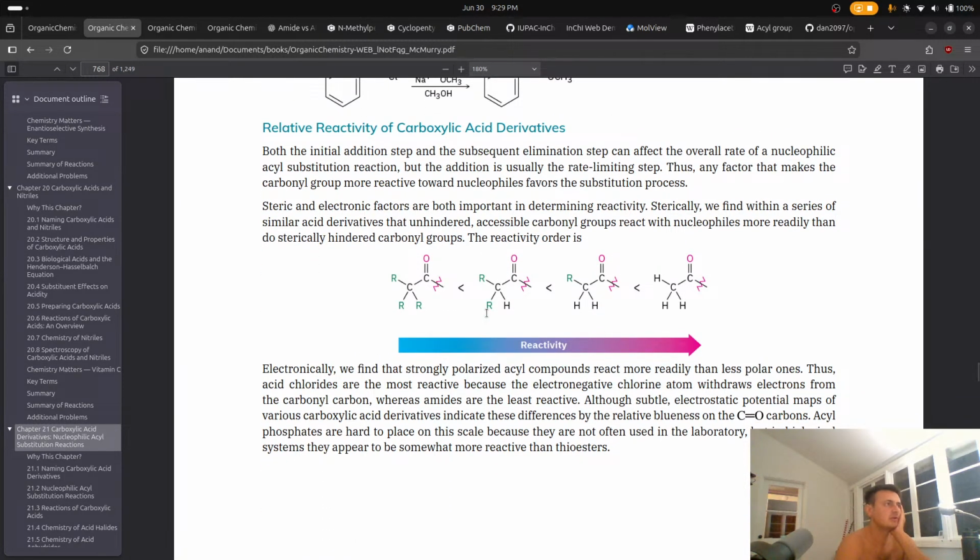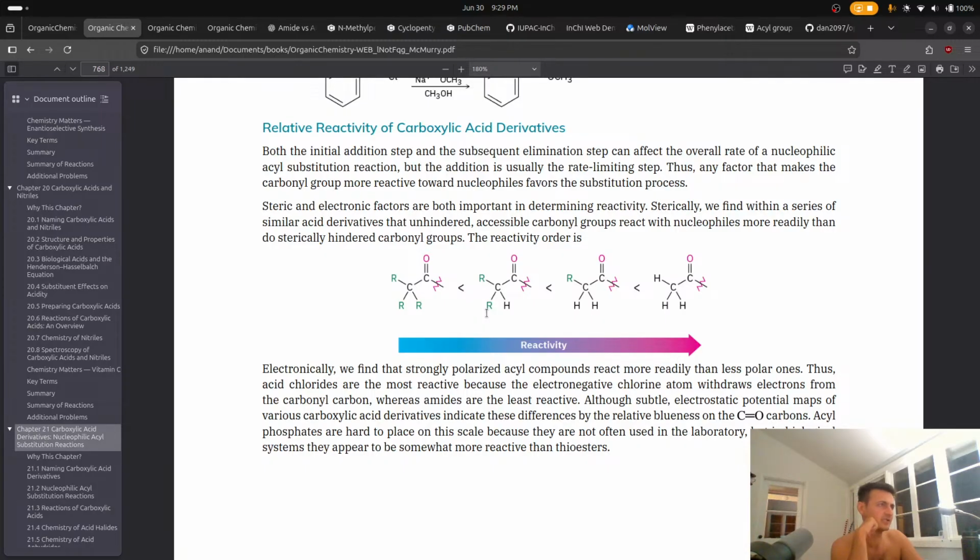All right. Oh, this is important. This is definitely important. This is covered in lecture. Relative reactivity of carboxylic acid derivatives. Both the initial addition step and the subsequent elimination step can affect the overall rate of a nucleophilic acyl substitution reaction. But the addition is usually the rate-limiting step. Thus, any factor that makes the carbonyl group more reactive towards nucleophiles favors the substitution process.